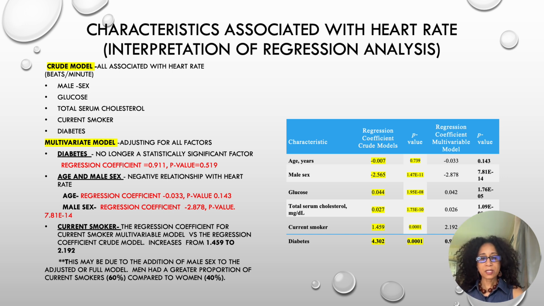Another thing to discuss is the regression coefficient for current smokers in the multivariable model versus the crude model. There is a distinct increase from 1.459 to 2.192. This may be due to the addition of male sex to the adjusted full model, because, as we remember from the slide before, men had a greater proportion of smoking than women, at 60% versus 40%.